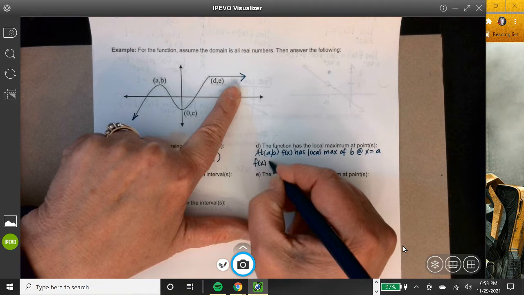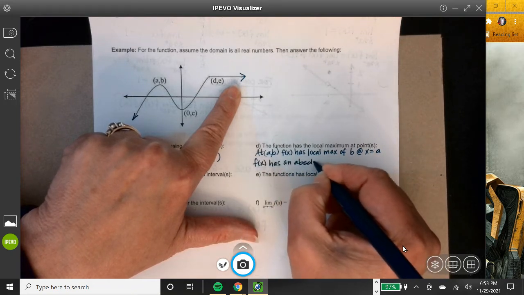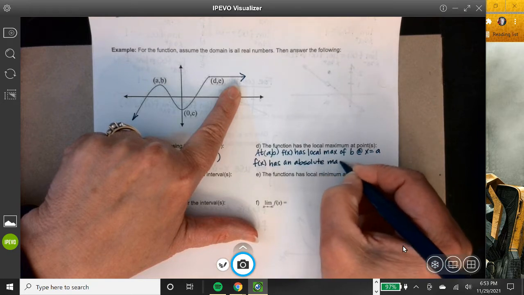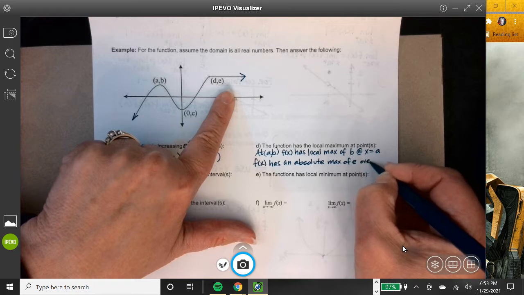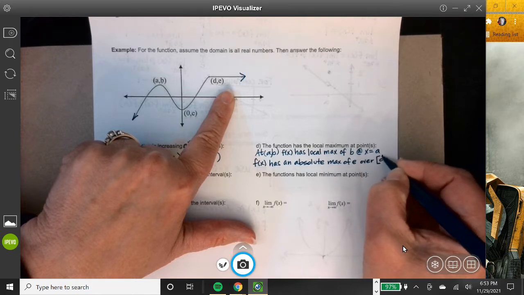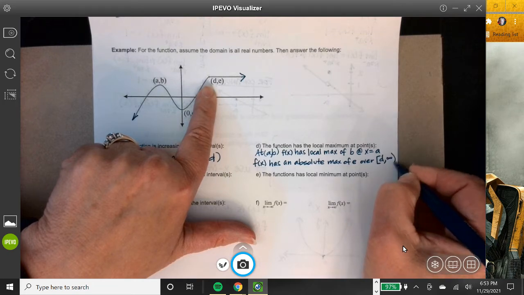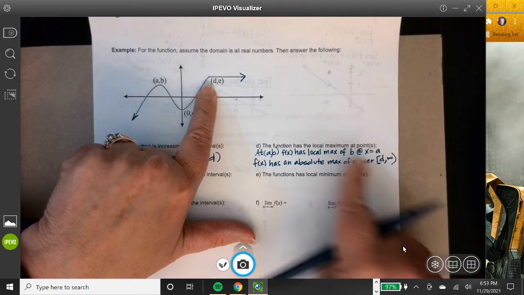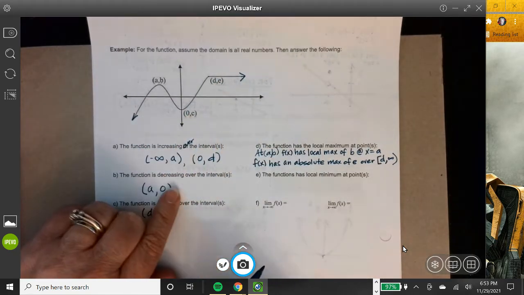F of x has an absolute max of e over, it's got an interval now, and you're going to have to include d because d's value is e, d to infinity. Okay, so all the x's where that applies is from d to infinity, so that's a maximum, okay?